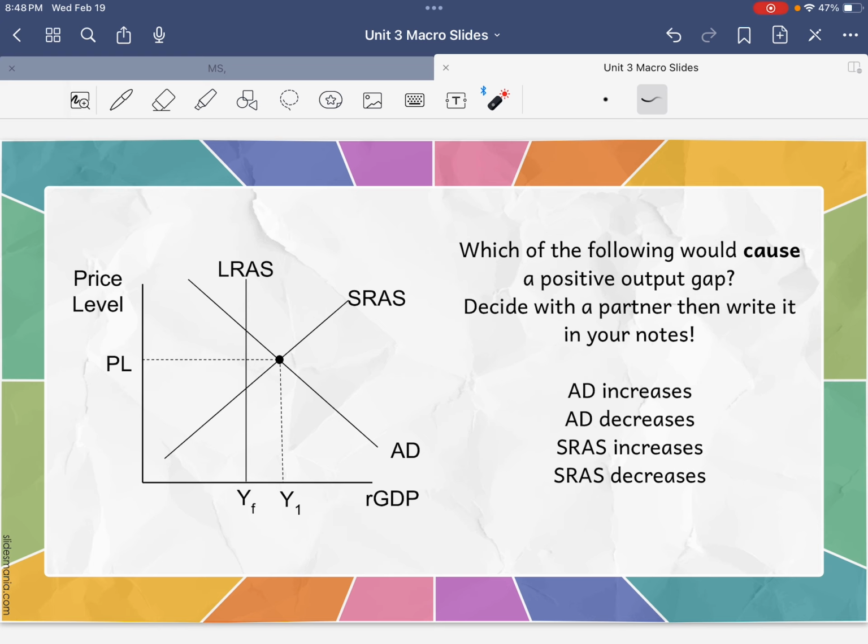Think about that for a second. Hopefully you thought about it. Here we go. Any of these that would cause Y to increase, that would cause our GDP to increase. So let me go through my list. This is something that I have memorized because I teach this stuff, but you could draw every single graph.